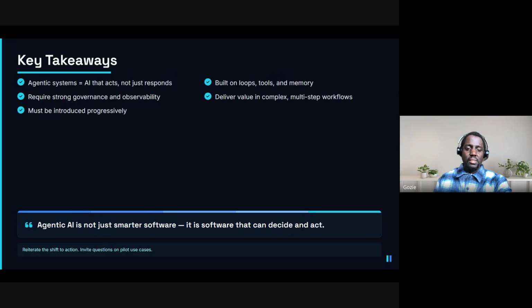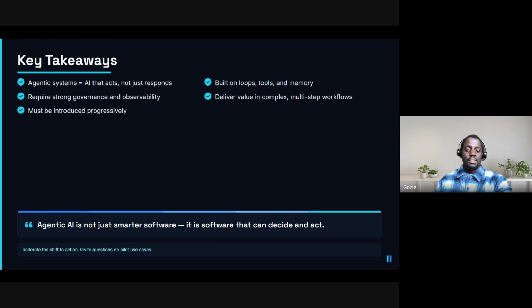So the key takeaway is that when we are thinking about agentic systems, agentic systems act and they don't just respond. Also, agentic systems operate in loops. Just like I mentioned earlier, if there are multiple workflows, then obviously agentic systems will come into place. And agentic systems rely on tools and memories. Those should be key considerations when employing agentic systems. They also require strong governance, because if governance is not put in place, then obviously you're just building catastrophe in your organization.